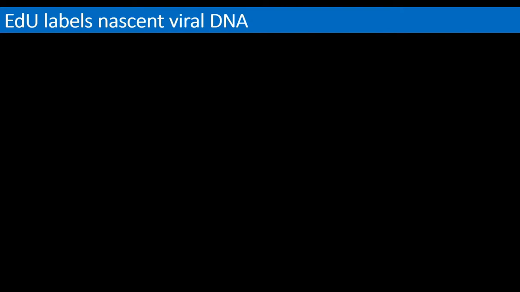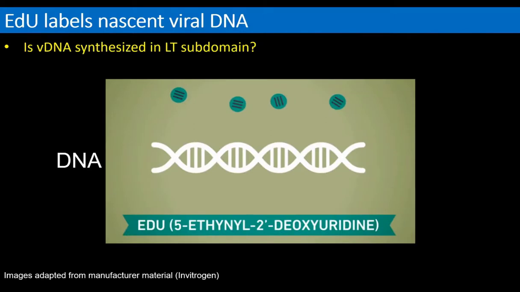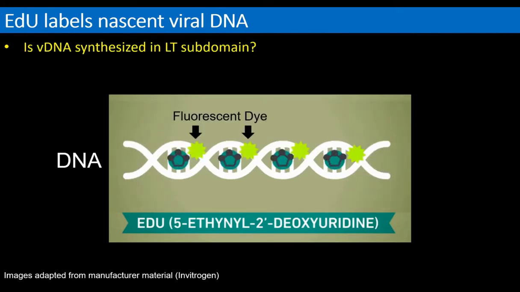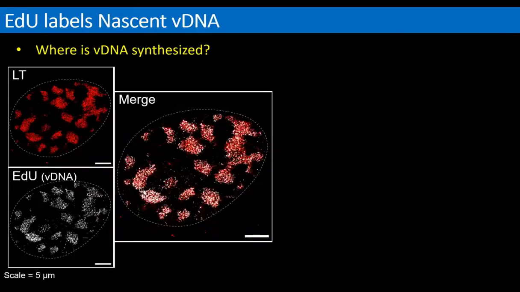We hypothesized that if viral DNA in the focal RPA subdomain is undergoing repair, then viral DNA may be synthesized near large T antigen. To answer this question, I used the thymidine analog EdU, which is incorporated into nascent DNA as it's being synthesized. EdU can be conjugated to fluorescent dyes using click chemistry, enabling the visualization of EdU-labeled DNA. We knew from previous experiments that EdU labels nascent viral DNA within VRCs, like this cell that was pulsed with EdU for 30 minutes prior to being fixed.